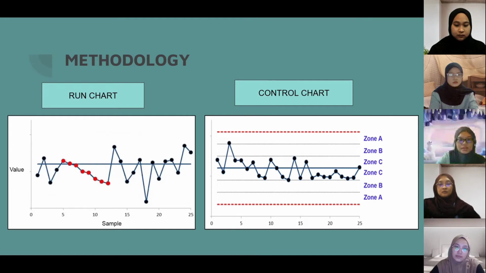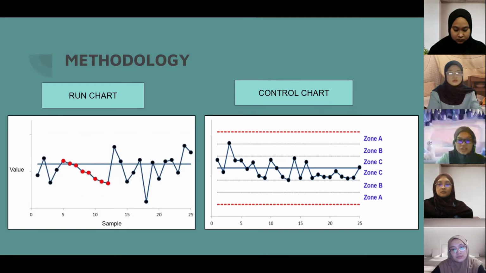The third tool is the run chart, which is a scatter plot of the process output. On the x-axis is the sample numbers, and on the y-axis is the observed value of the process output. This provides a clear indication of how the process changed over time. The user can see if the output is increasing or decreasing progressively.